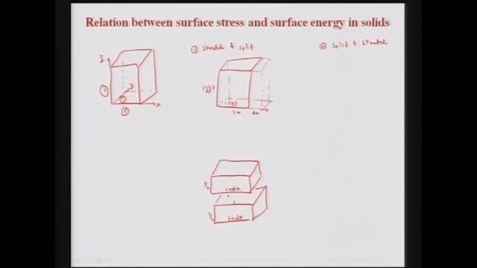What we are doing in the first case is stretching and splitting. It means we are stretching along the x direction. So instead of 1 unit distance, I am extending it to 1 plus dx, and then I am splitting it along the z direction. So we can see it has been stretched along x, and it has been split along z direction.